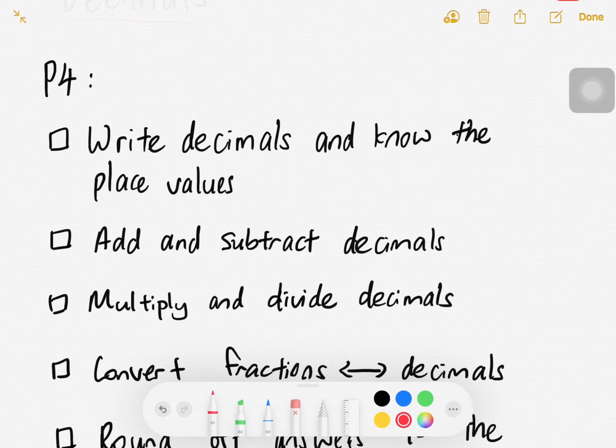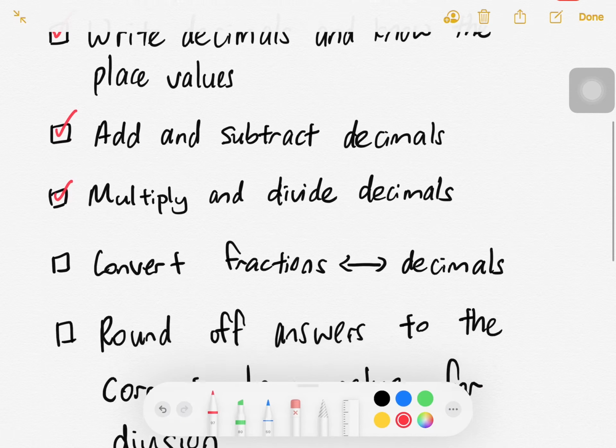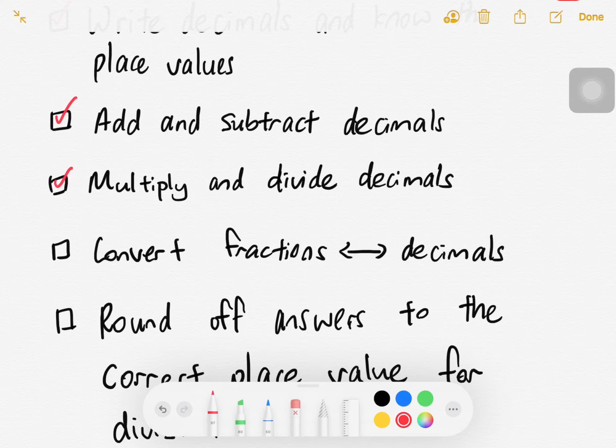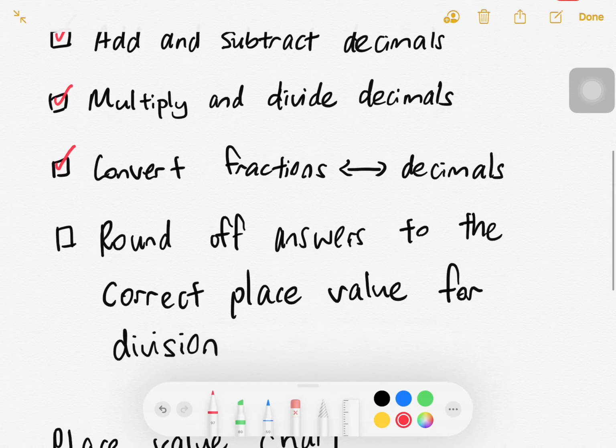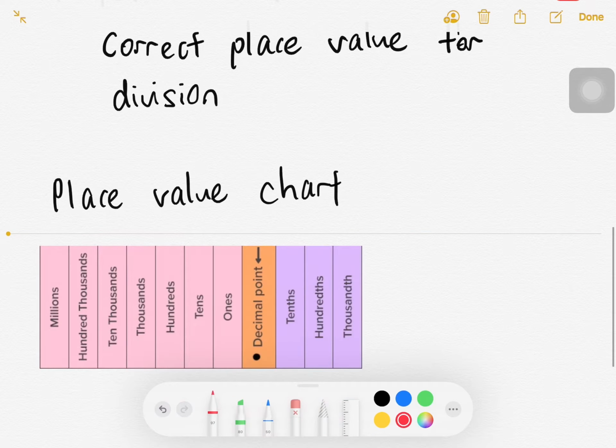So in P4, we started off with decimals and we learned how to write decimals and know the place value, add and subtract decimals, multiply and divide decimals. And in the last SLS lesson, you also went through a lesson to revise on how to convert fractions to decimals and also decimals back to fractions. And you also need to know how to round off your answers to the correct place value. This one is for division. So let's look at the place value chart first.